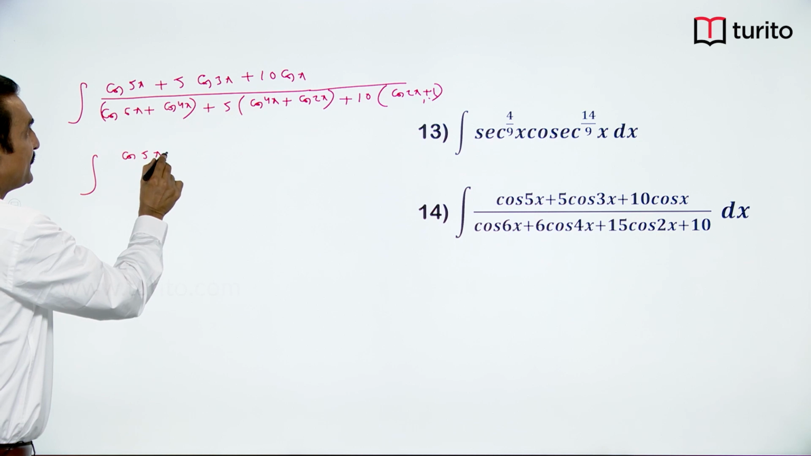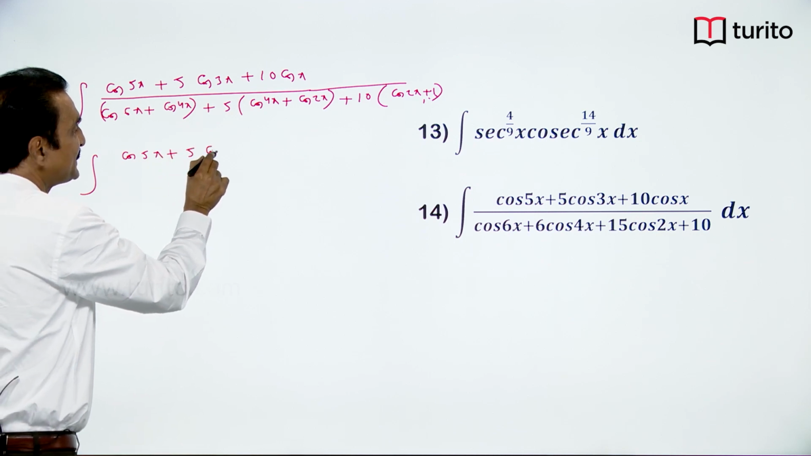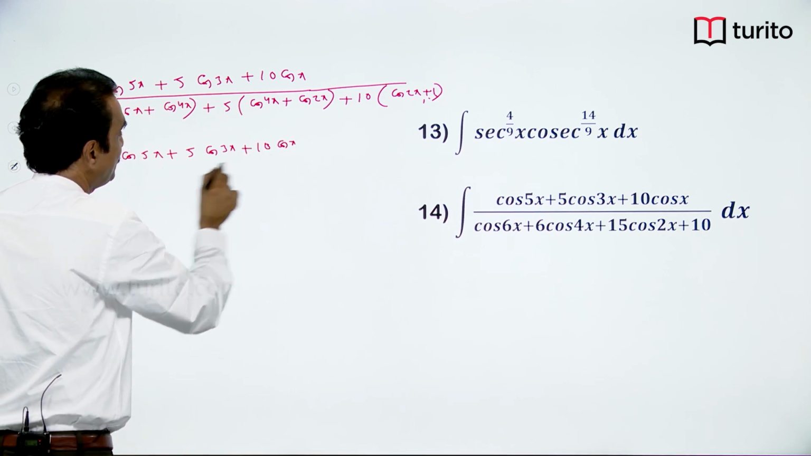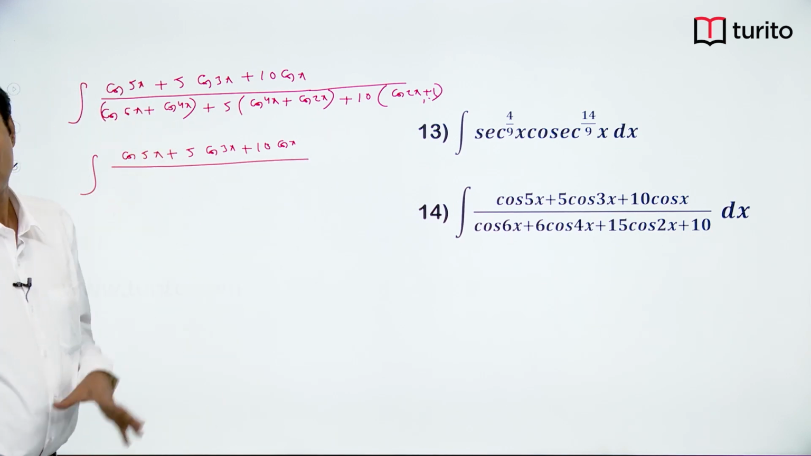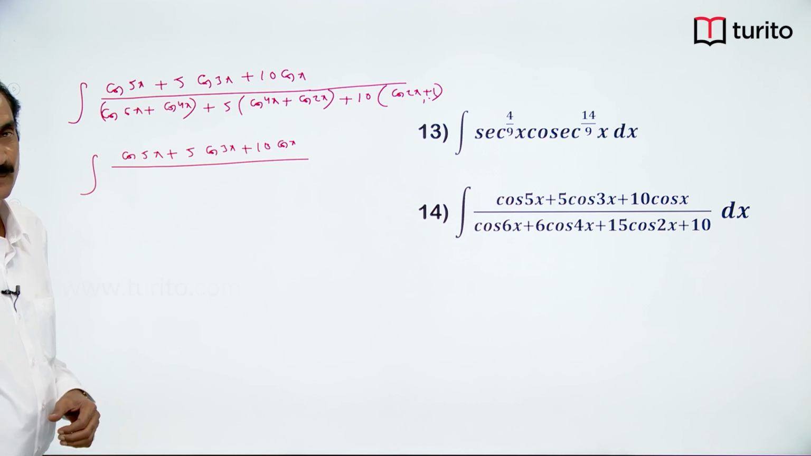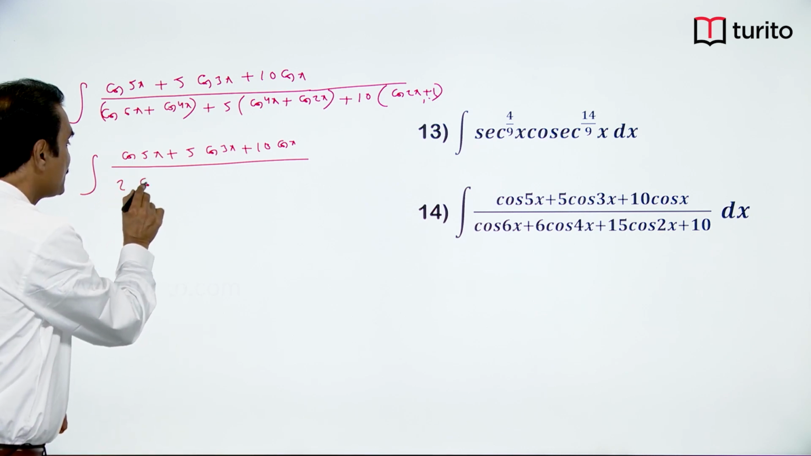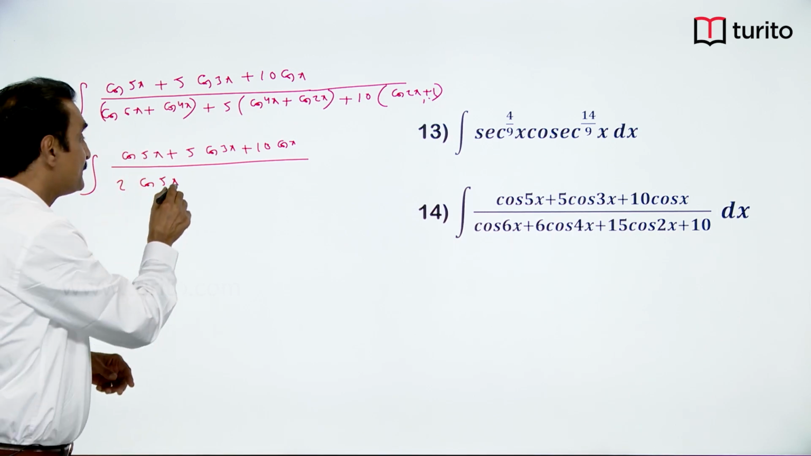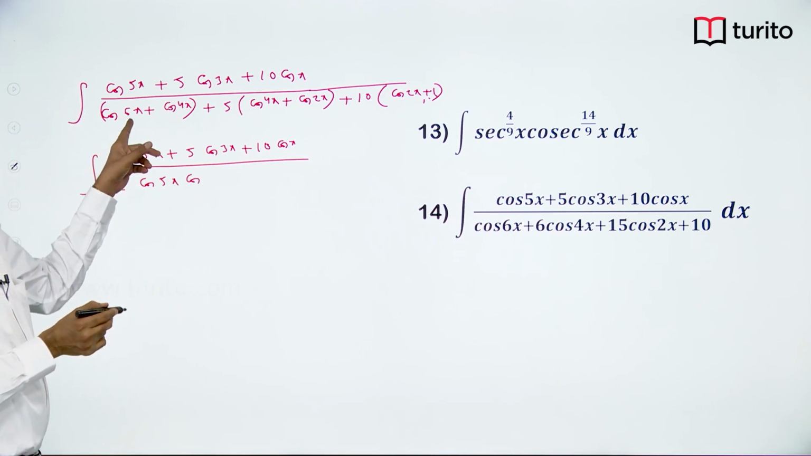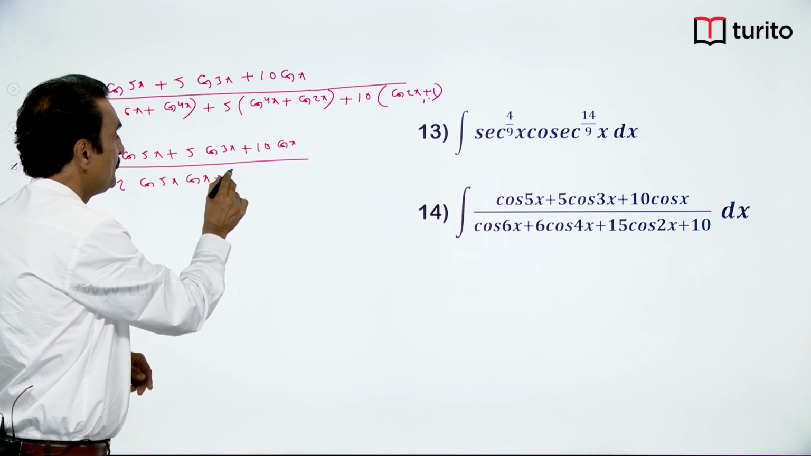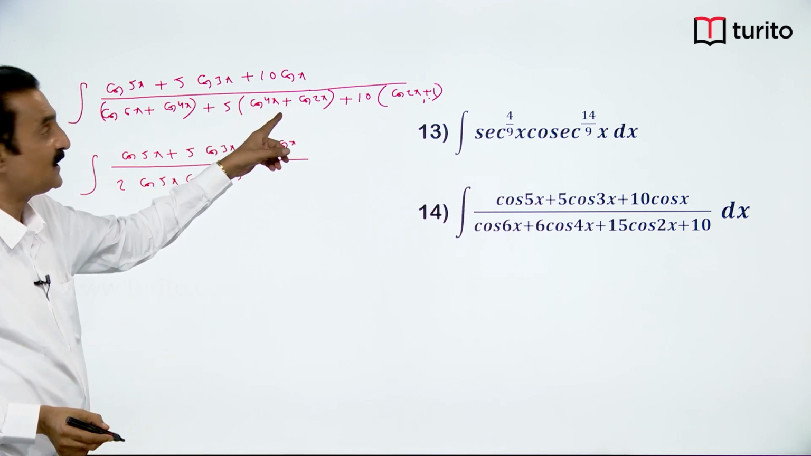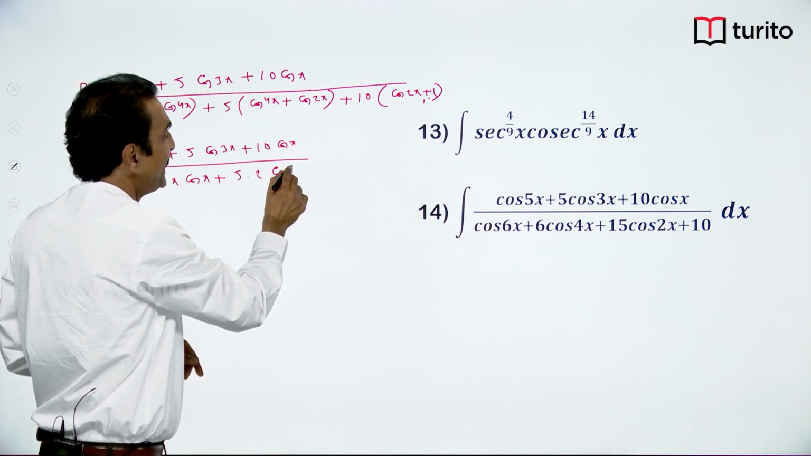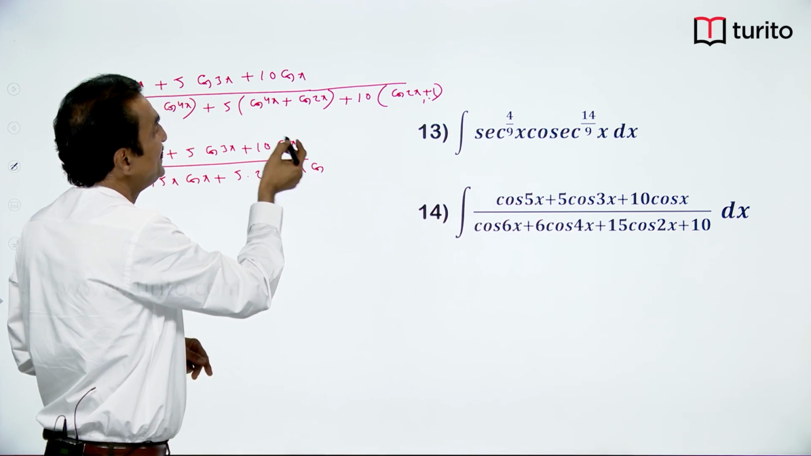Cos 5x plus 5 cos 3x plus 10 cos x. By cos c plus cos d, 2 cos (c plus d) by 2 cos (c minus d) by 2. 2 cos (c plus d) by 2 is 5x, cos (c minus d) by 2 is x, plus 5 into, again cos c plus cos d formula, 2 cos (c plus d) by 2, (c plus d) by 2 is 3x and (c minus d) by 2 is x.